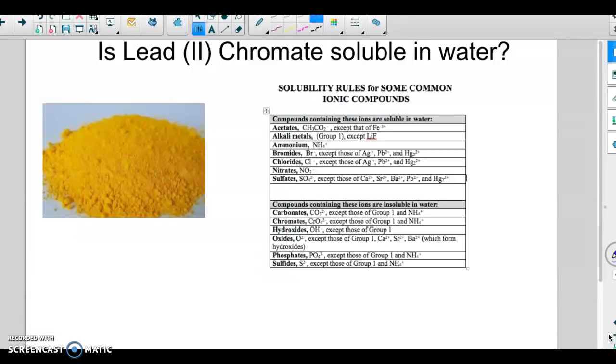So, question, if you find your solubility chart from last chapter, is lead 2 chromate soluble in water? So we would look at chromates right here, and for us, we would say, oh, insoluble. So we would say, you know, lead chromate is going to be a solid or a precipitate.